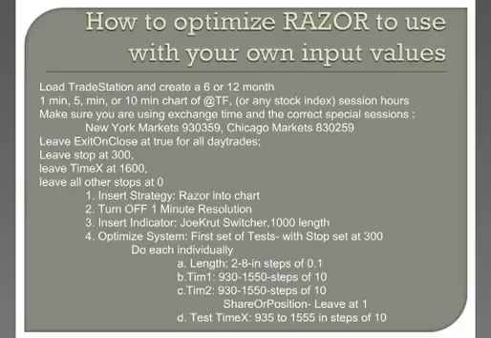Leave the stop at 300. Put the time exit at 1600. Leave all the other stops at 0. Turn off the 1-minute resolution because you don't need it to find the window. And you can put in my Joe Crut switcher if you want. But go ahead and do your tests and do your time 1, time 2 together, then your length 2 to 8 in steps of 0.1, and then test your time exit from 9:35 to 15:55 in steps of 5 or 10. Once that's all done, you'll have the basic system variables. That'll take about 20 minutes probably.